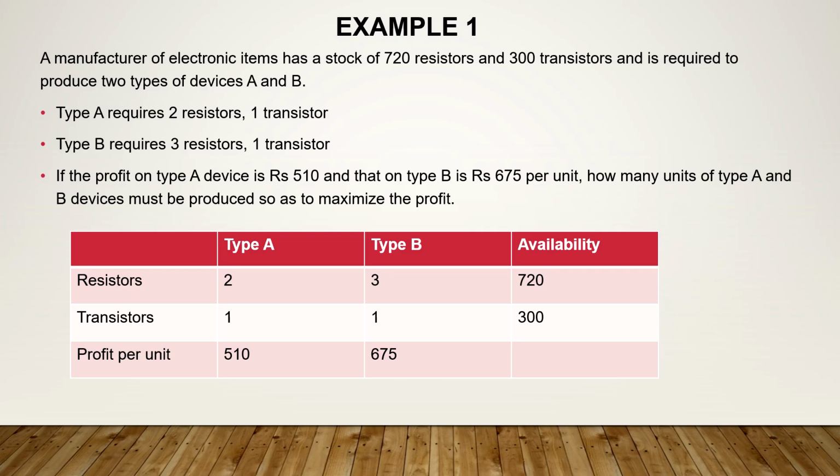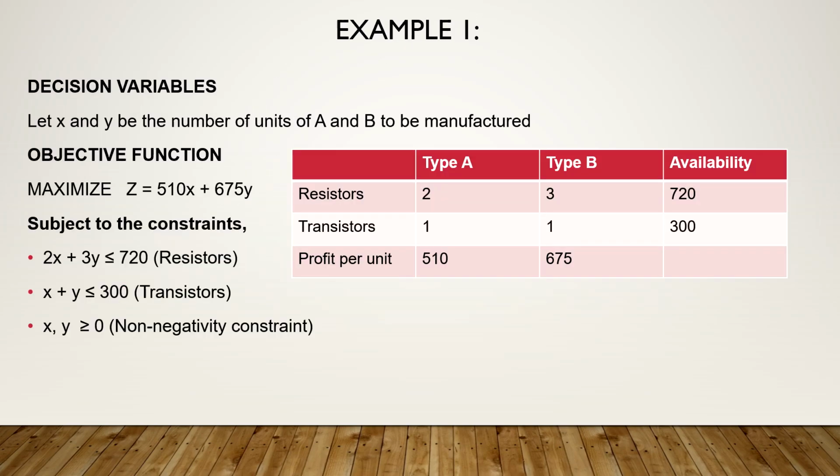First, it is very good to represent your data in the form of a table so that it becomes easy to formulate the objective function. Type A device requires 2 resistors and B requires 3. Total availability of resistors is 720. Similarly for transistors, the profit for type A device is given and the profit for type B device is given. First you need to decide your decision variables. Here, suppose X and Y are my decision variables. They will represent the number of units of A and B which are to be manufactured.